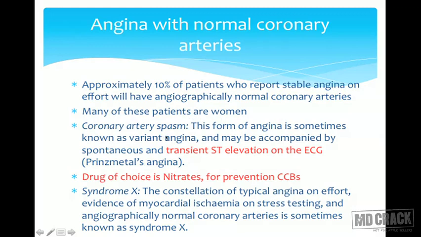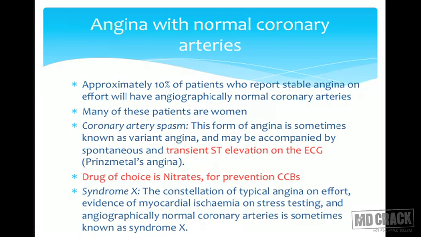You can get coronary artery spasm. This form of angina is sometimes known as variant angina, and it may be accompanied by spontaneous or transient ST elevation on ECG. And yes, such kind of angina is known as Prinzmetal angina, which is because of coronary artery spasm. And in ECG you can get transient ST elevation. Drug of choice for Prinzmetal angina is nitrates. For prevention, we can use calcium channel blockers.